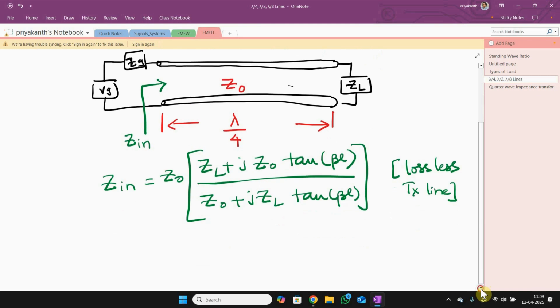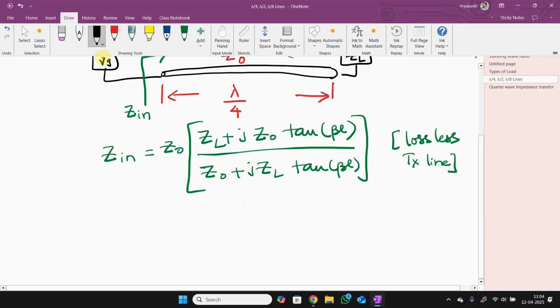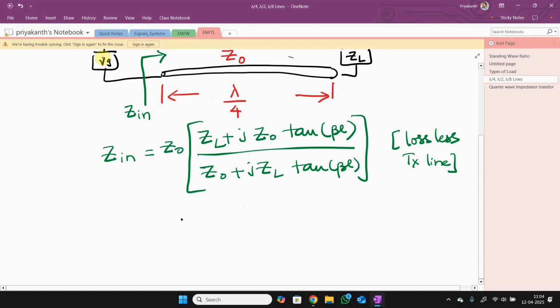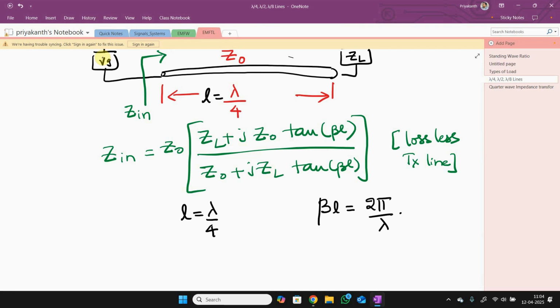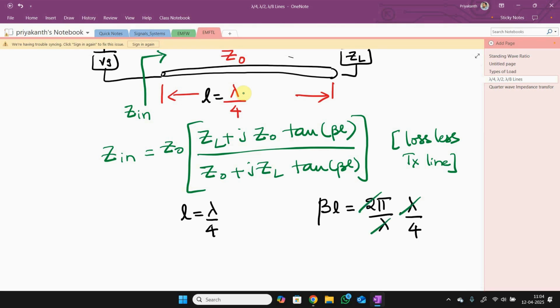Now, tell me what is this lambda by 4? It is L, am I right? The length of the transmission line, L, is lambda by 4. Now what happens to beta L? Beta is 2 pi by lambda into L, which is lambda by 4, so pi by 2. Therefore beta L will be pi by 2.